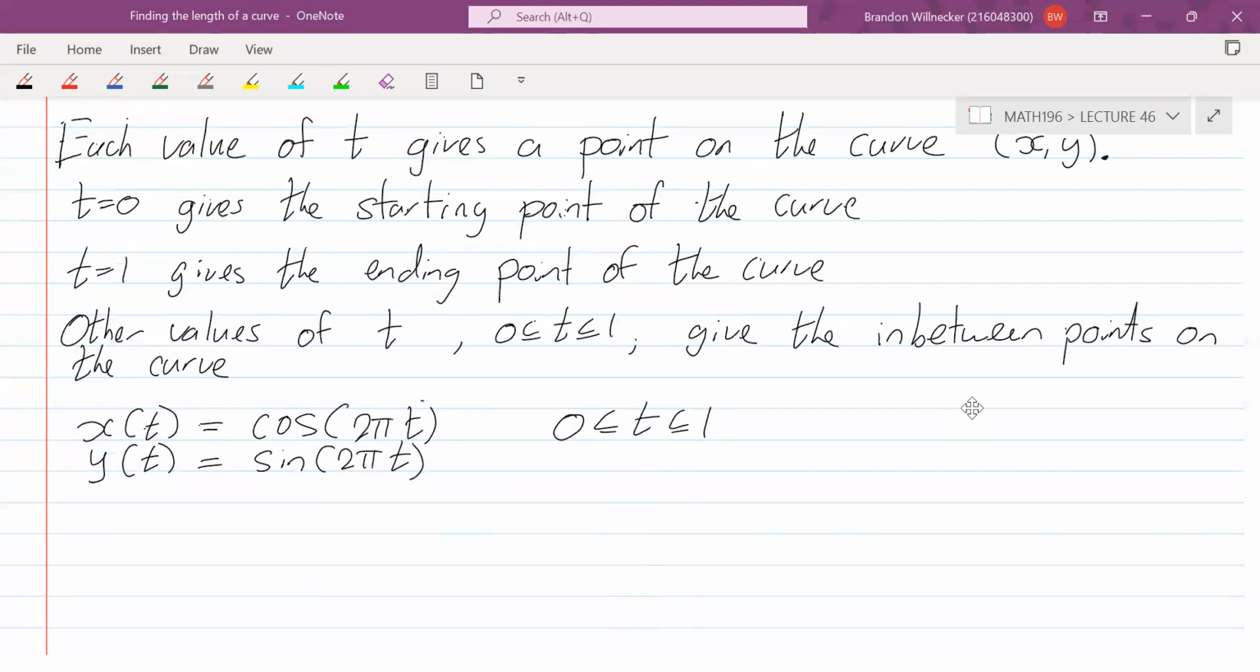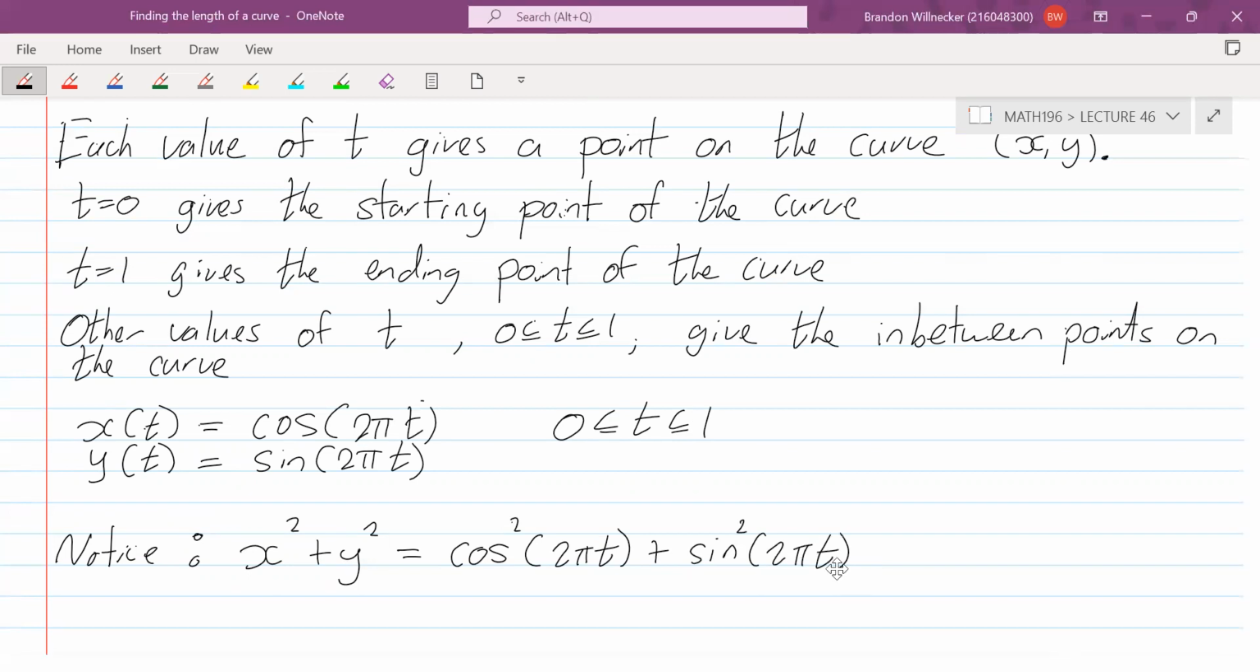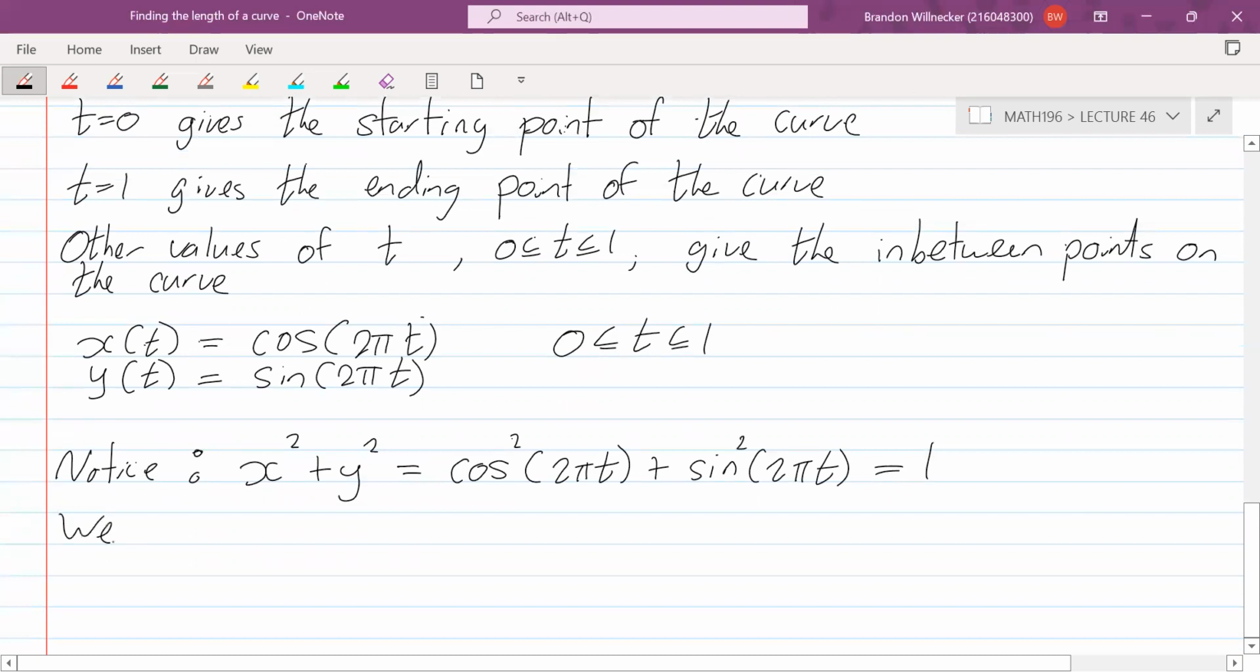Well, notice that x is given by cos and y is given by sin. So notice x squared plus y squared is equal to, if we substitute, cos squared 2 pi t plus sine squared 2 pi t. But remember, it doesn't matter what the argument is. Cos squared plus sine squared, these arguments are the same. So this gives us 1. So we have a circle of radius 1.